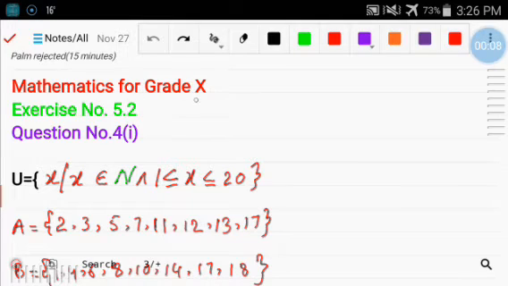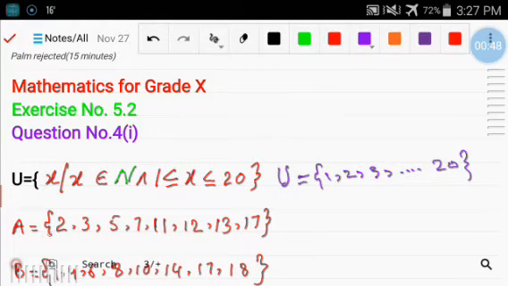Mathematics for grade 10, exercise 5.2, question number 4, sub 1. Given that U, the universal set, is equal to {x such that x belongs to natural numbers and 1 is less than or equal to x less than or equal to 20}. That means the universal set is equal to 1, 2, 3, and so on up to 20.